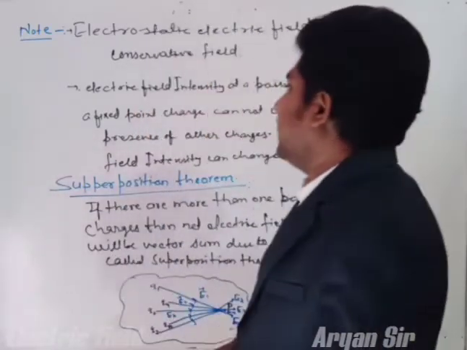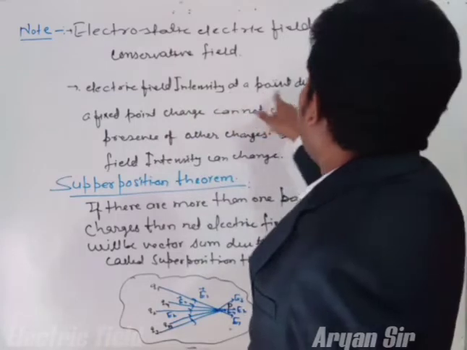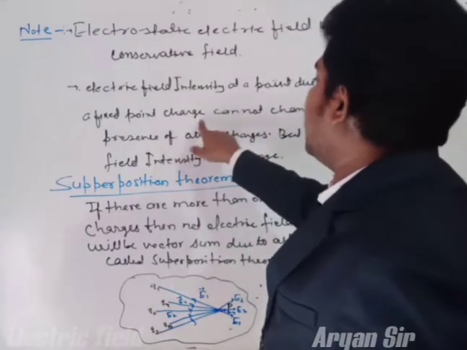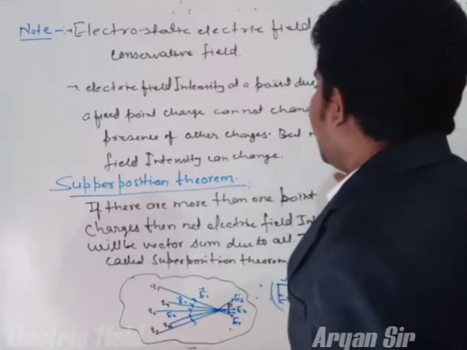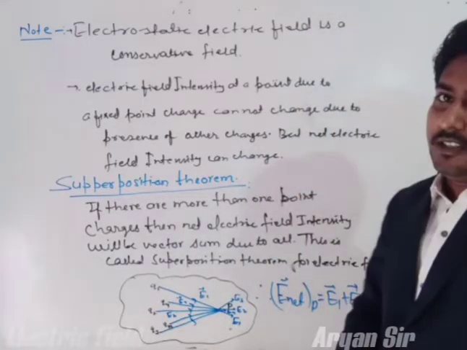Second point is that the electric field intensity at a point due to a fixed point charge cannot change due to the presence of other charges, but the net electric field intensity can change.